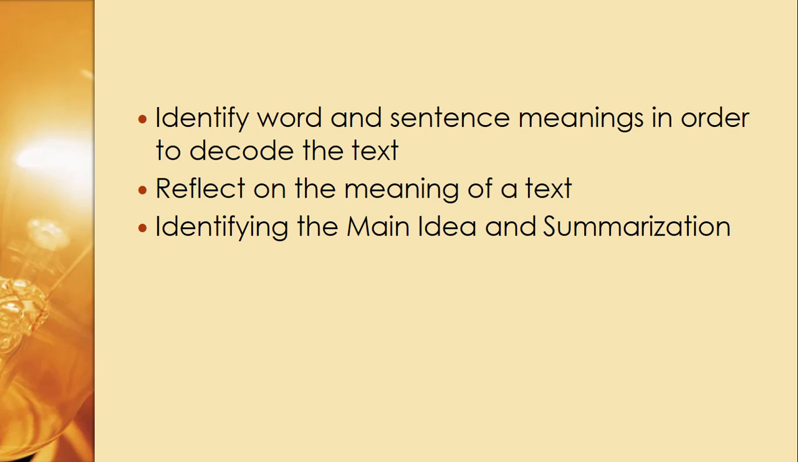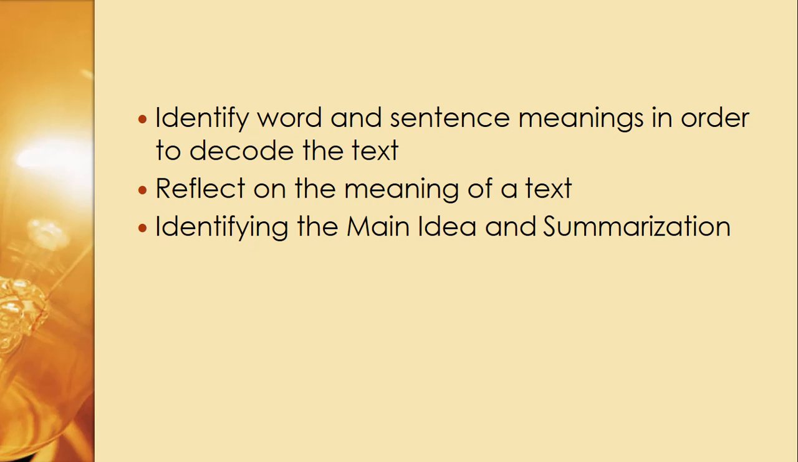Identify word and sentence meanings in order to decode the text. The next step is that we try to understand the meaning of the words and the meaning of the sentences in order to understand the whole text. In this stage, we focus on the words and sentences and try to understand their meanings. Reflect on the meaning of a text. The next step is that when we understand the meaning of a text, then we think about it and we try to comprehend the deeper points of that meaning.